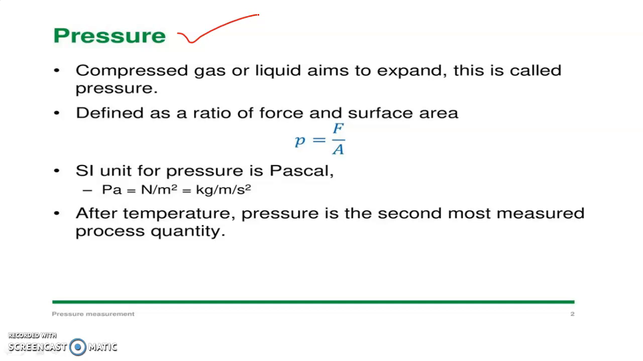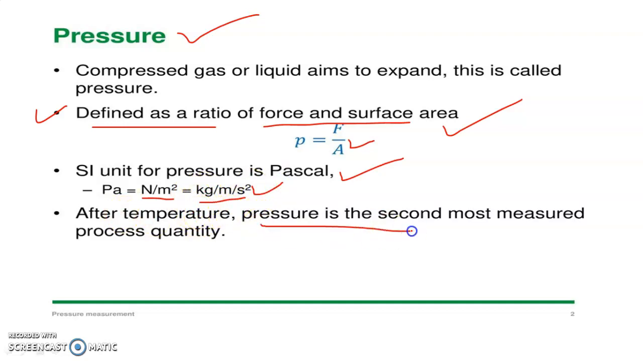Mathematically, pressure is defined as the ratio of force per unit area. Clear? Pressure is equal to force by area. The SI unit of pressure is Pascal. Pascal is equal to Newton per meter square, or kg per meter second square. After temperature, pressure is the second most measured process quantity in the world.